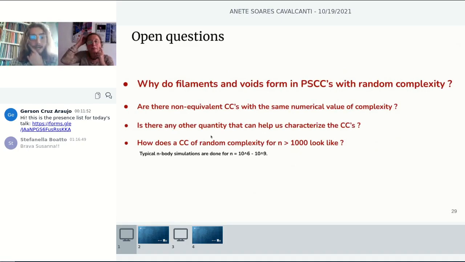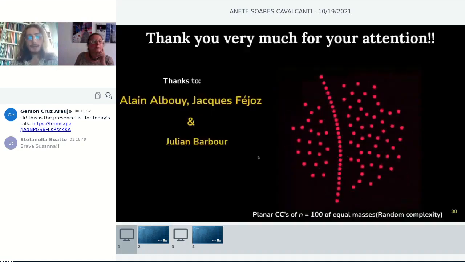And personally, I was doing these kinds of simulations with a high number of bodies, but my limit was 1,000, motivated by the fact that n-body simulations normally are done for a great number of bodies. I would be very interested in knowing how these central configurations look for a great number of bodies, at least four orders of magnitude more.